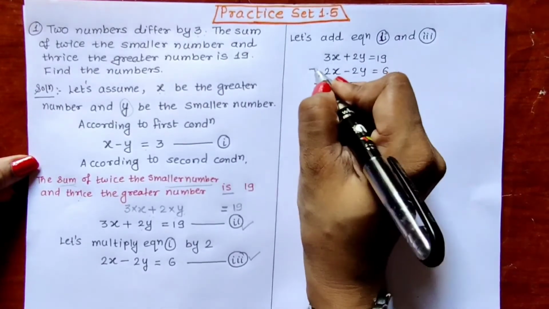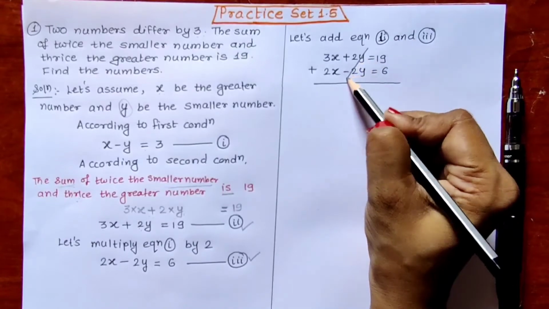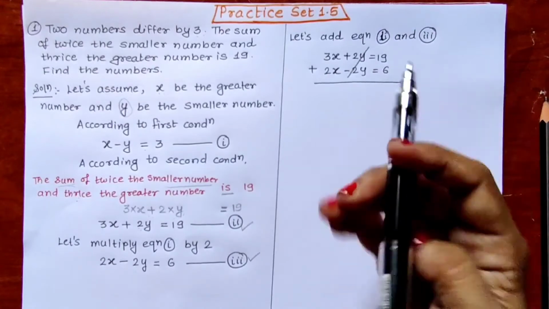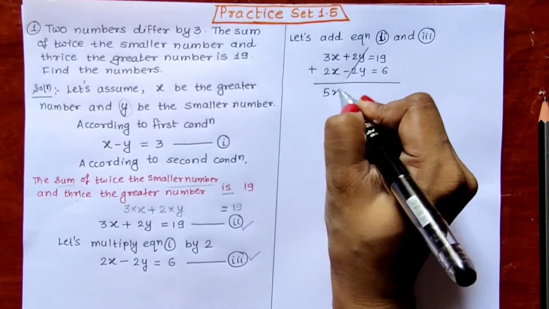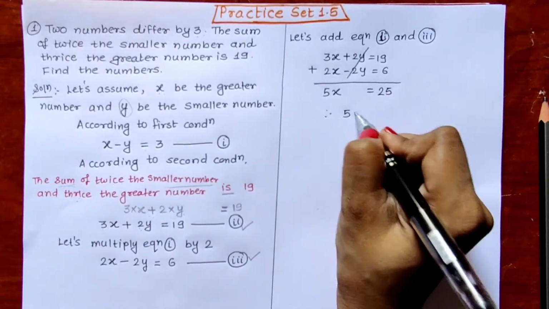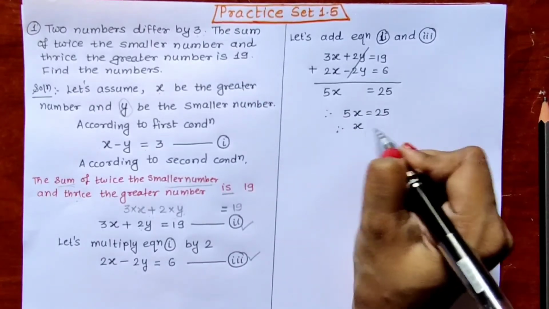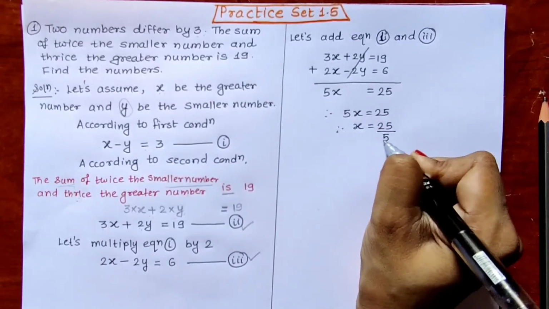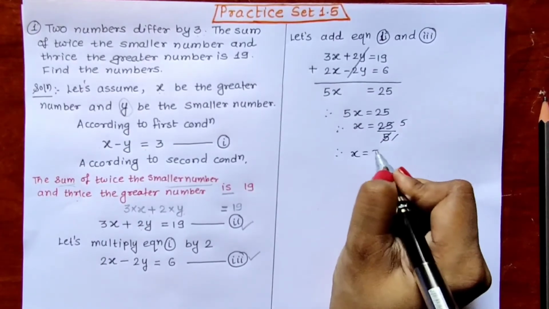Now we will have to add, so we don't require to change the sign of the equations. Now 2y terms will be eliminated. That means plus 2 minus 2 we will get 0 and that's why we will have to cancel. That means we will have to eliminate this y terms. Now let us add 3x plus 2x will be 5x equal to 19 plus 6 will be 25. That means we are getting 5x is equal to 25. So this x we have to write as it is on the left hand side. 5 we will have to transfer. 25 write as it is. Multiply by 5, transfer it will become divide by 5. 5 ones are 5, 5 fives are 25. So x is equal to 5 we have got.